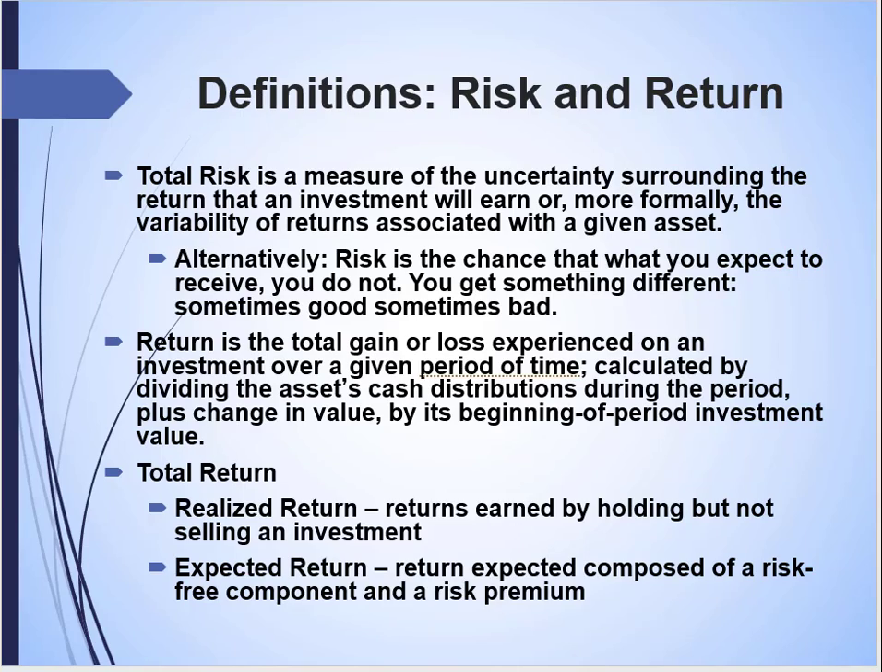So again, let's put that into a nutshell, if you will. Total risk is a measure of the uncertainty surrounding a return that an investment is going to earn, the variability of returns associated with a given risk. So it has to do with uncertainty and variability. Alternatively, and here's the definition that I really like: risk is the chance that what you expect to get, you do not receive. So you get something different. Sometimes it could be good, sometimes it could be bad, but it's different than what you expect.